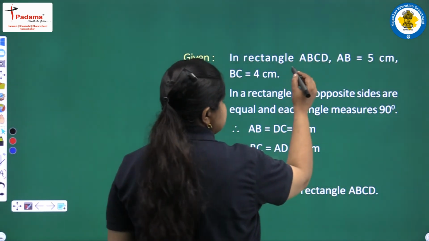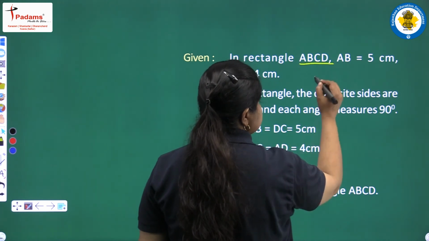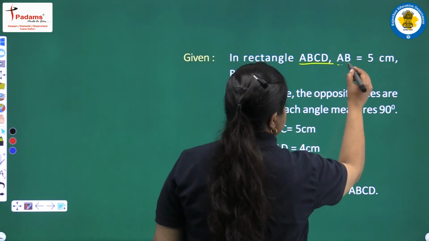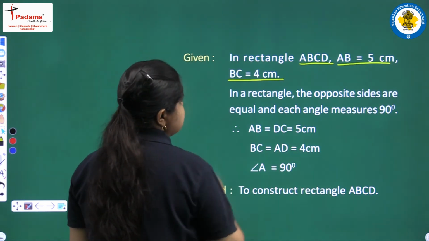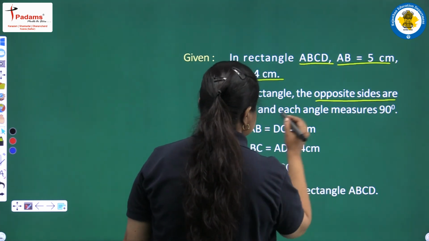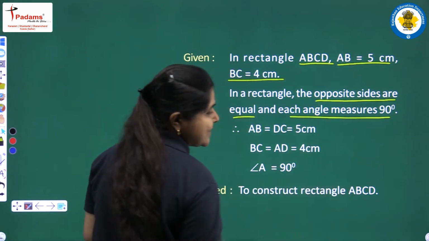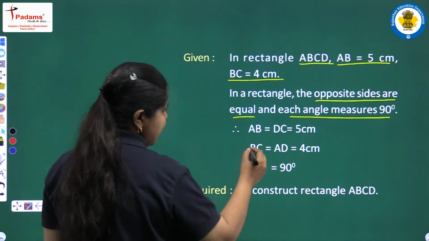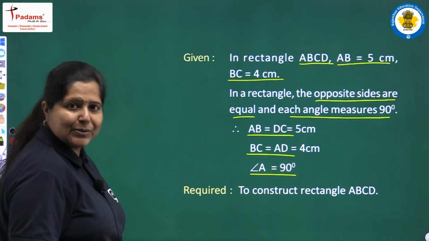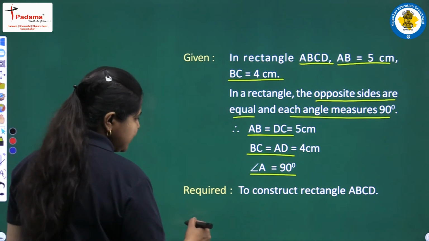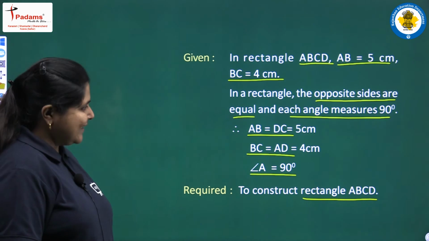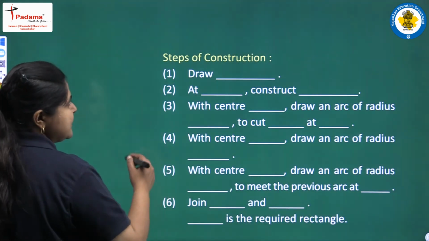And yes, now we will write whatever has been given to us in a rectangle ABCD. We have given the name ABCD. You can give any other name also of your own choice. AB is 5 and BC is 4. Then in a rectangle the opposite sides are equal and each angle measures 90 degree, and so we have taken these opposite sides equal and we have taken angle A equal to 90 degree, and now it's required to construct rectangle ABCD.